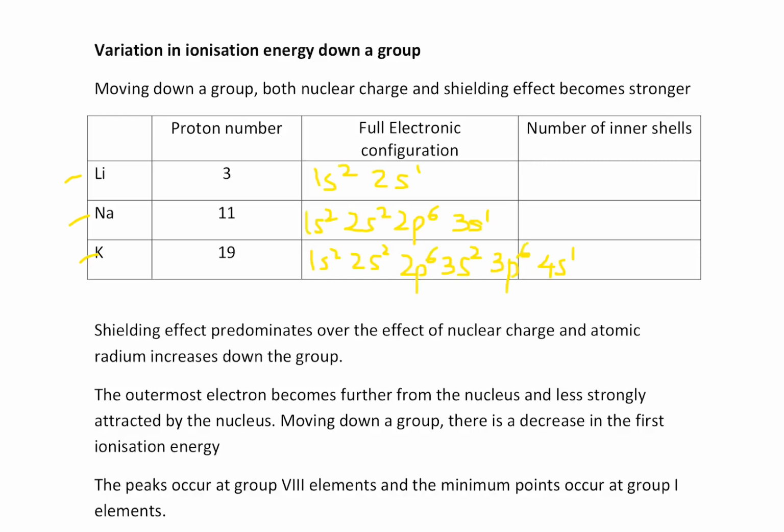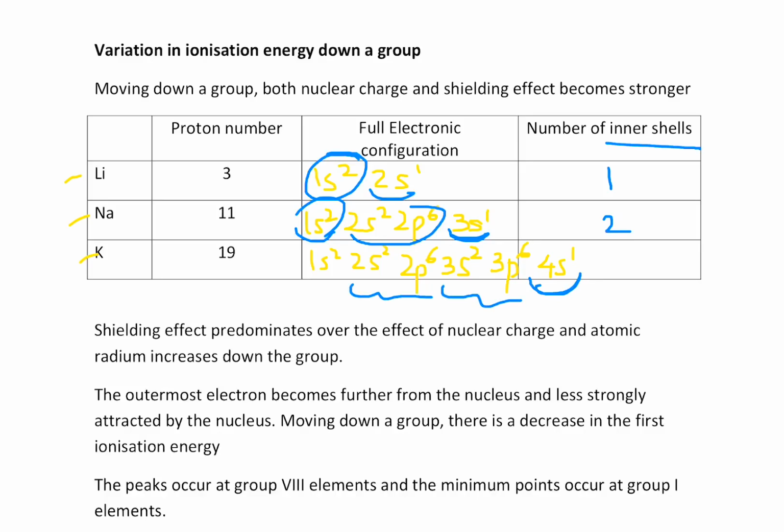So these are the electronic configurations, and so the number of inner shells, so lithium. If this is the outermost shell, then that would be the inner shell. So there's one inner shell. That's the outermost shell here. So we have 1, 2 inner shells. And if this is the outermost shell, we have 1, 2, and 3 inner shells.